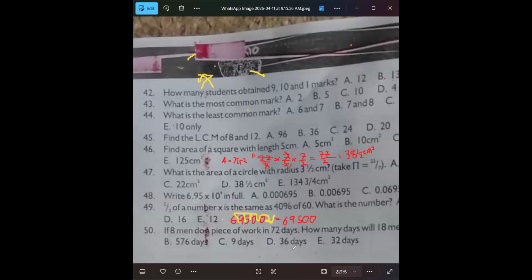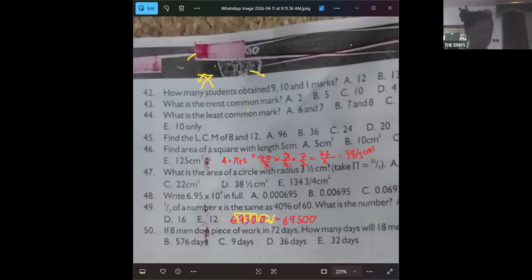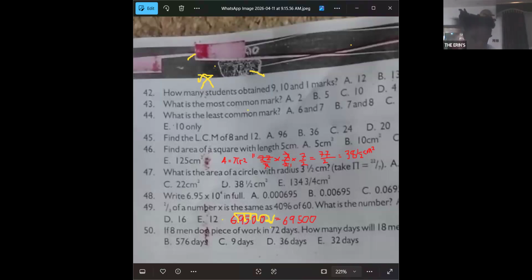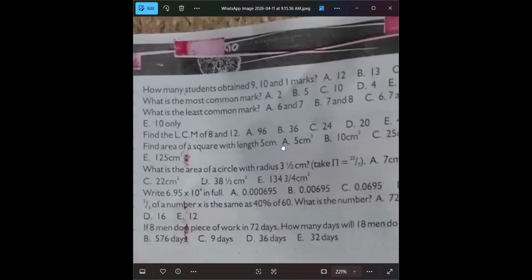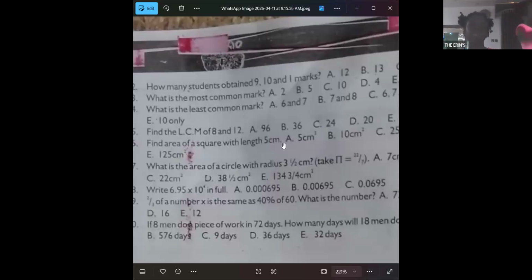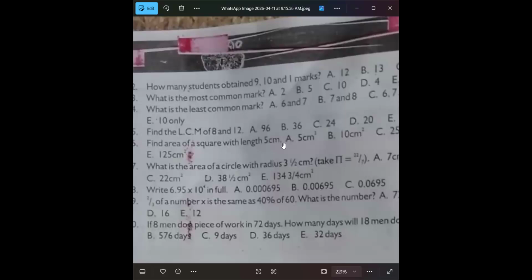Okay, let's move on. All right, so who can do the next number? What's that number now? Number 50 for us. Oh, sorry, no, 49. Two over 3 of a number x is the same as 40% of 60. Who can figure that out? What is the first thing we should do?